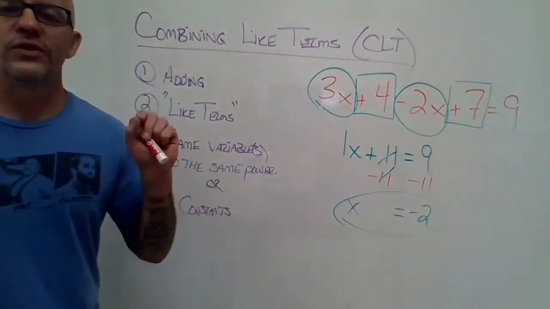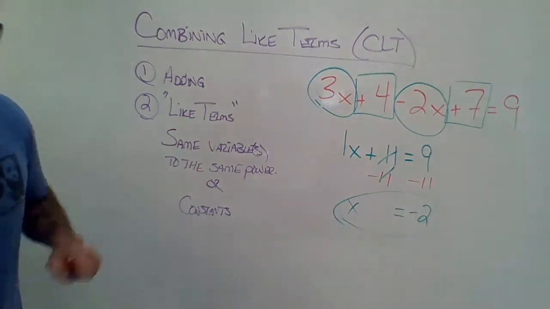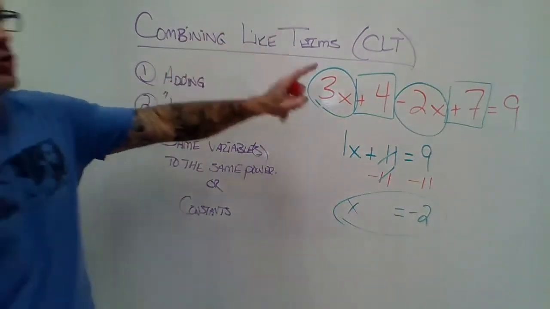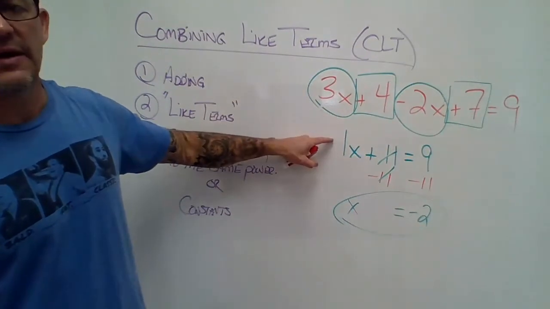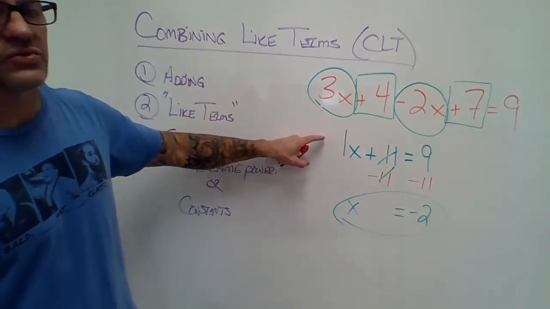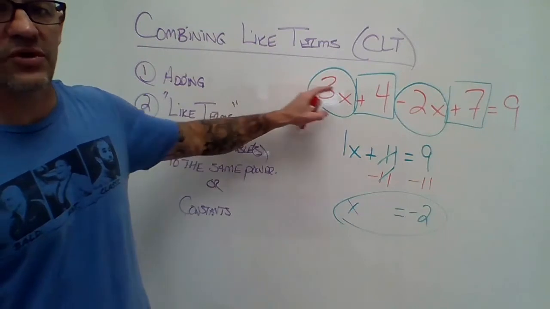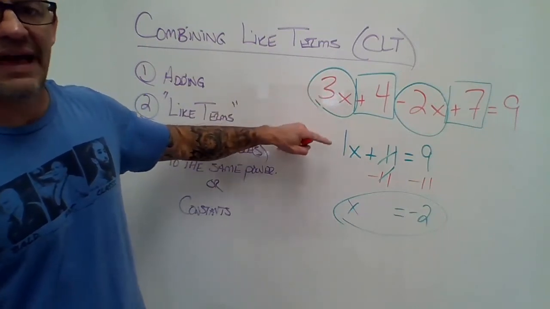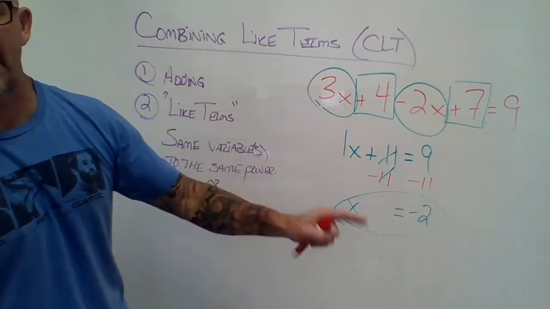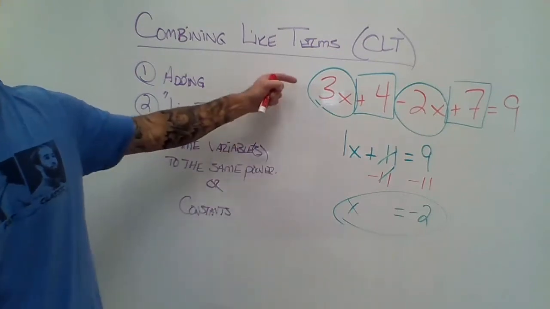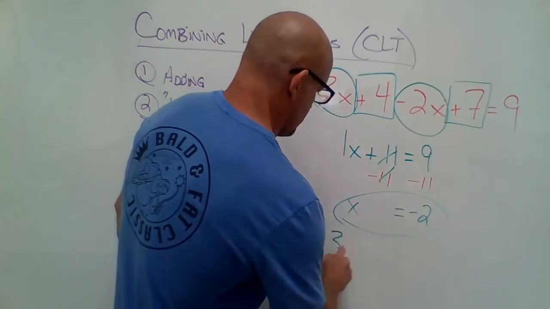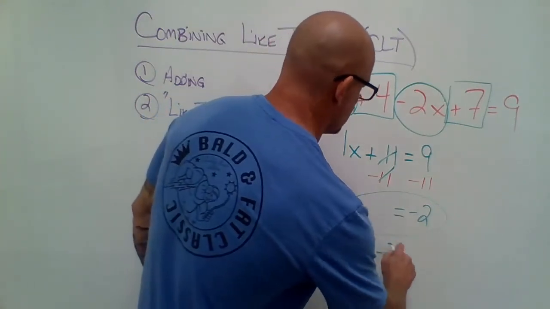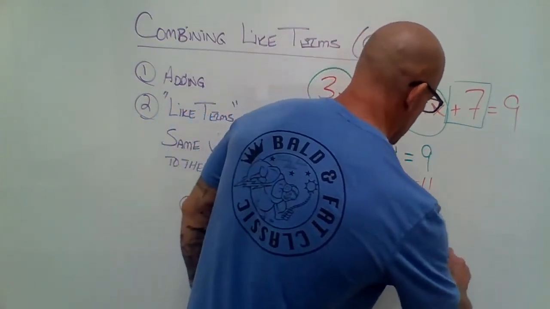Now, when you go to do the 3-step check, go back to the original problem. Too many kids like to go here and try to plug it into there. Don't do that. If you made a mistake when you're combining like terms, that won't be reflected here and you'll look like you're right when you're not. So always go back to the original. The original was 3x plus 4 minus 2x plus 7 equals 9.